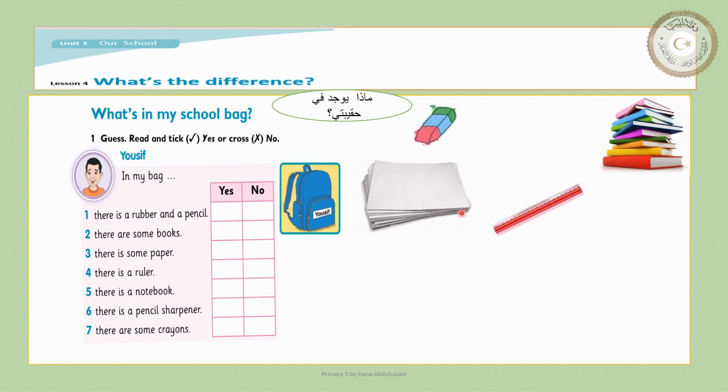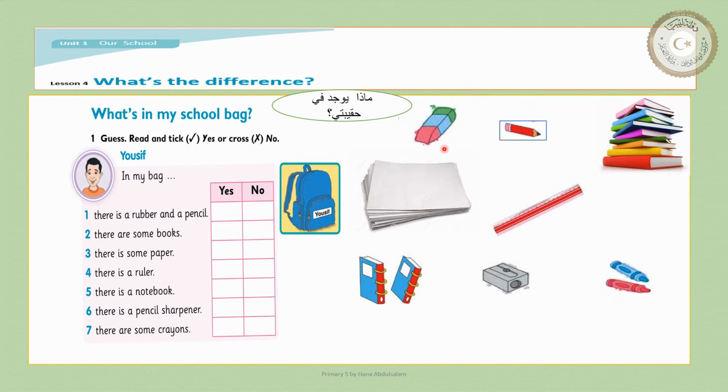Okay, what about number 5? There is a notebook. Okay, what are they? They are notebooks. So there is a notebook. What do you think? Yes or no? Okay, there is a pencil sharpener. Okay, this is a pencil sharpener. There are some crayons. These are the crayons.